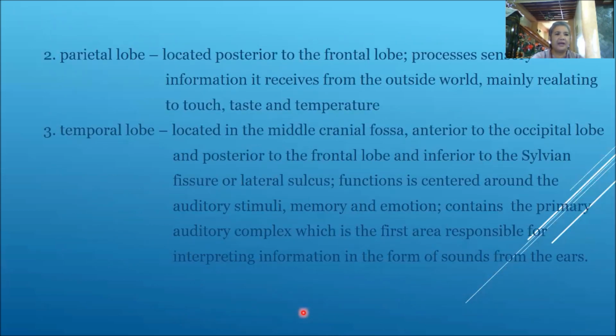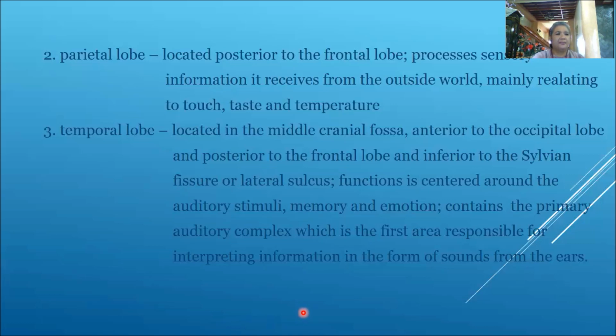Then you have the parietal lobe, which is located posterior to the frontal lobe. This processes sensory information it receives from the outside world, mainly relative to touch, taste, and temperature.